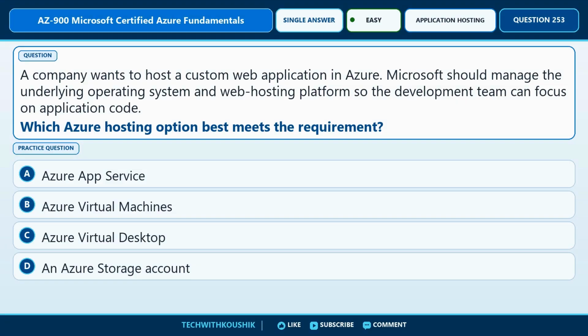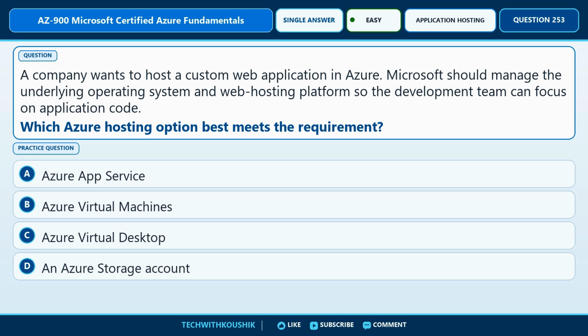Let's focus on question number 253. This question takes us into application hosting. This situation sets up the main requirement. A company wants to host a custom web application in Azure. Microsoft should manage the underlying operating system and web hosting platform so the development team can focus on application code. Which Azure hosting option best meets the requirement?